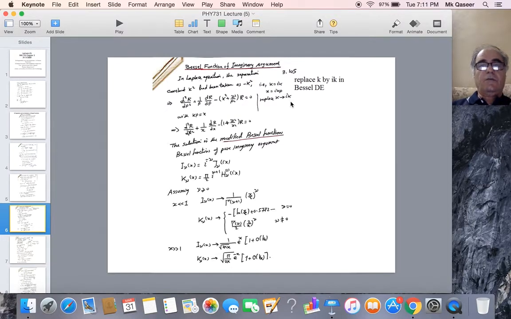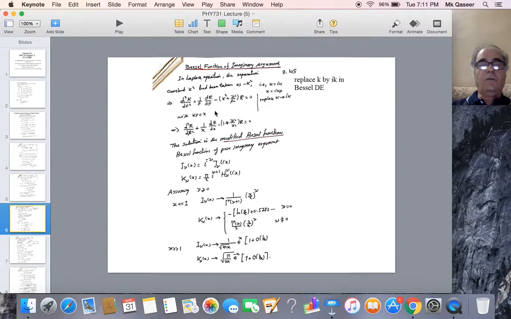Now let's go to Bessel functions with imaginary argument. In the Bessel equation, we have to replace k by ik, where i is root minus 1. Doing so, we get this equation: d2R by d rho squared plus 1 over rho dR by d rho minus (k squared plus nu squared over rho squared) R. We know that k rho is equal to x, so it reduces to this form.